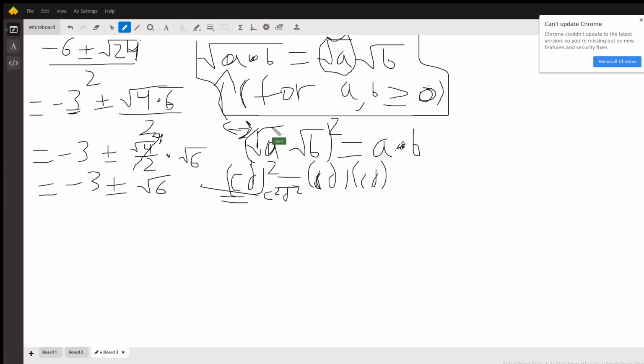Okay. Hope that was helpful. And now you can tackle other quadratic problems like this, applying these same methods.